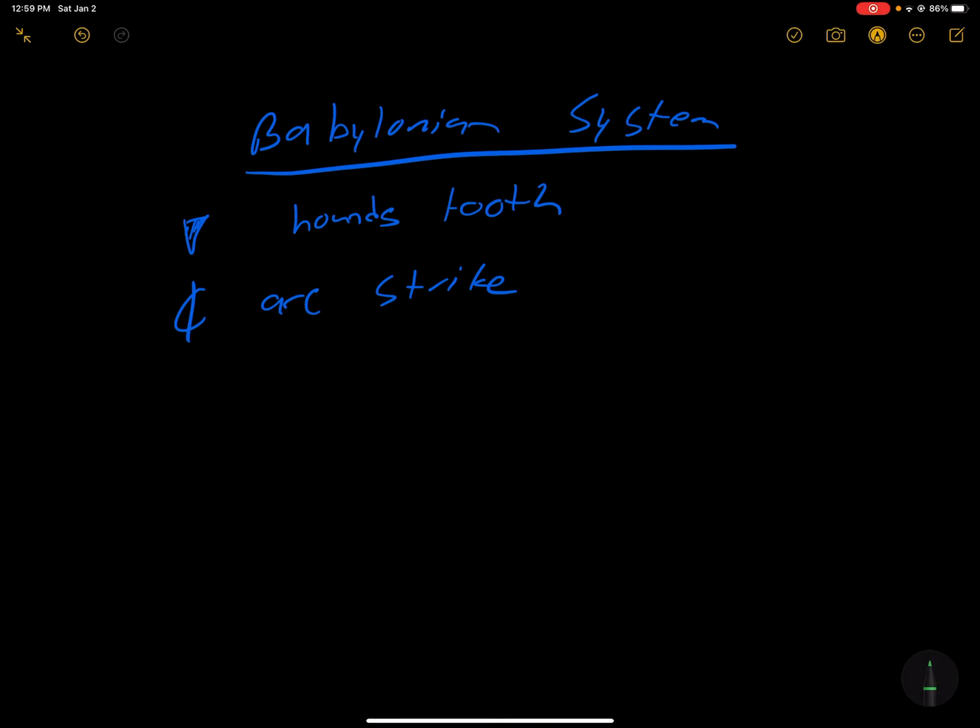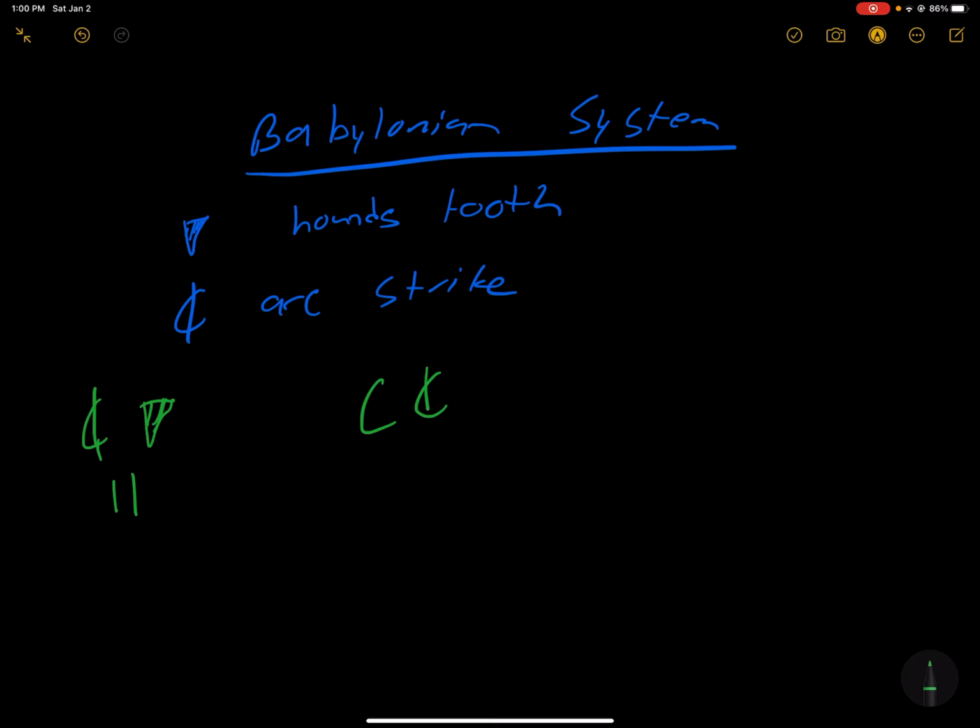Now the Babylonian number system did something that was very important to the progression of numbers, which is it made a repeating number system. You can go as high as you want with this number system. And it works like this. It has 2 characters, a hound's tooth and an arc strike. One hound's tooth is equal to 1. One arc strike is equal to 10. So the number arc strike, hound's tooth would be 11.